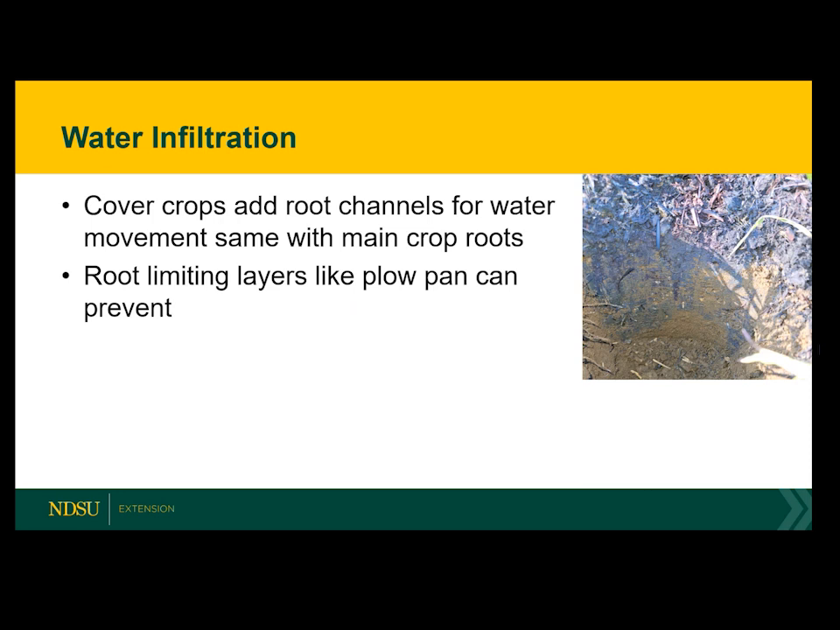So using cover crops or roots that are allowed to fully work their way down the soil, all the way down to full depths, can actually create better movement of water into the soil and help break up some of the limiting layers like plow pans, using natural, biological means like plants instead of using tillage.